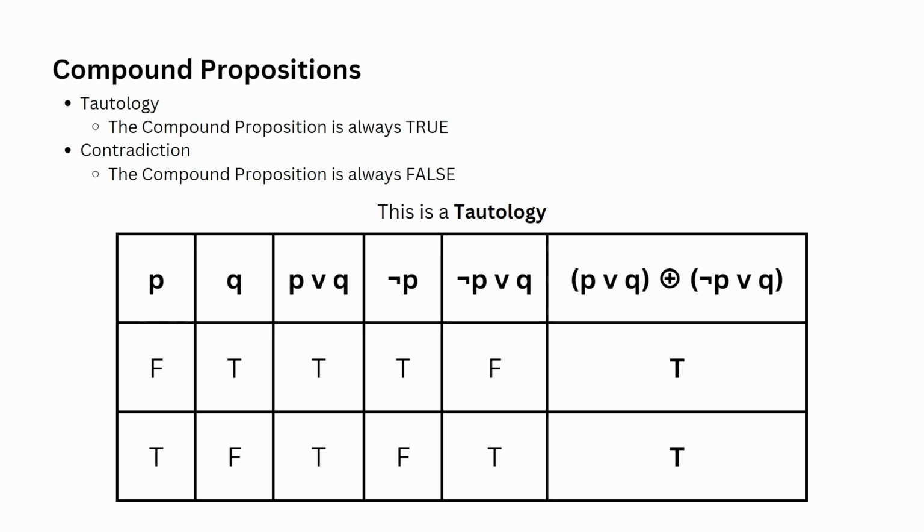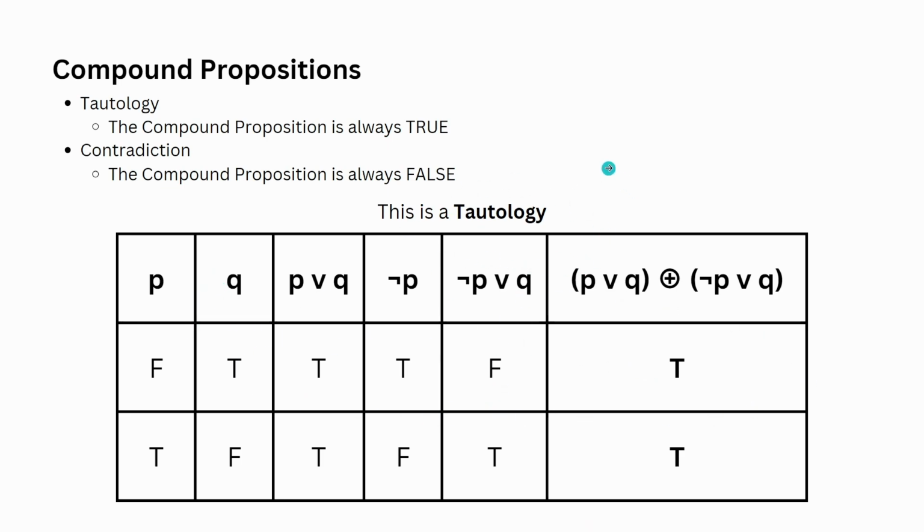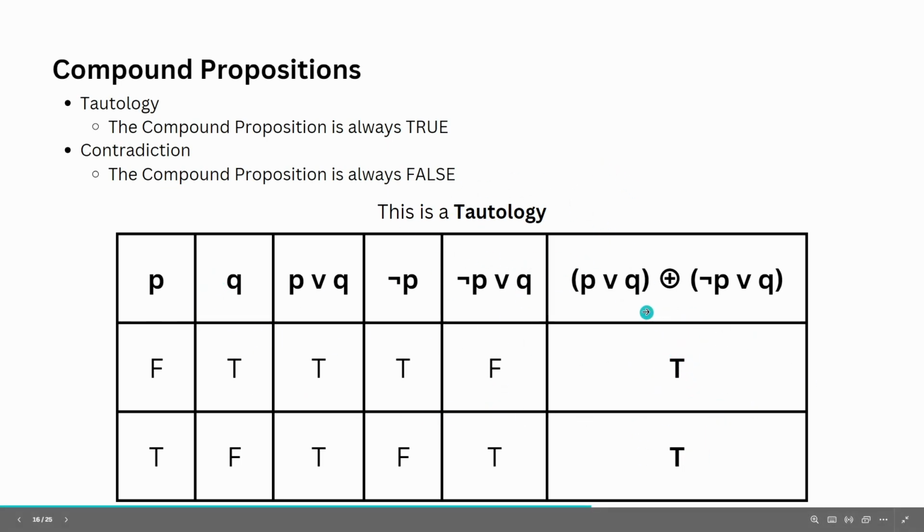Next, we have the different kinds of compound propositions. If the compound proposition is true, it will be a tautology. However, if it's false, it will be a contradiction. We can see here that it is both true, so this whole table is a tautology. If these were to be false, it would be a contradiction.